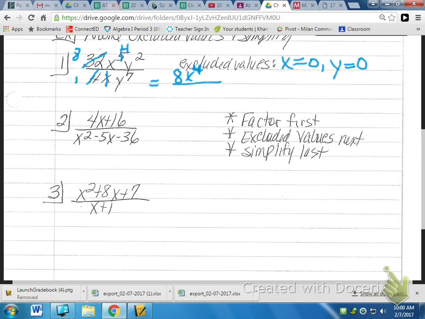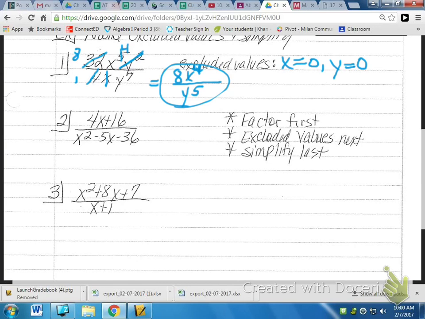And then the y's. There's 2 y's on top and 7 y's on the bottom. How many can I cancel out? 2 of them. So the ones on top are gone. How many's left on the bottom? 5. Y to the 5th. So that is the answer. 8x to the 4th over y to the 5th, and your excluded values are x equals 0, y equals 0. So those are if there's a monomial over a monomial. Okay, we've already done that.